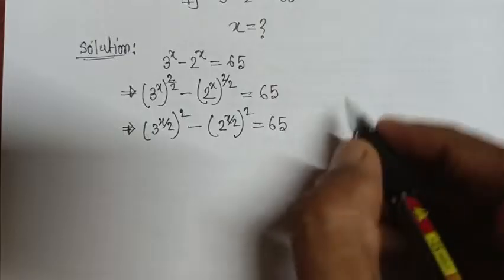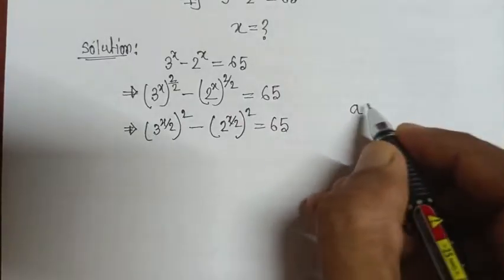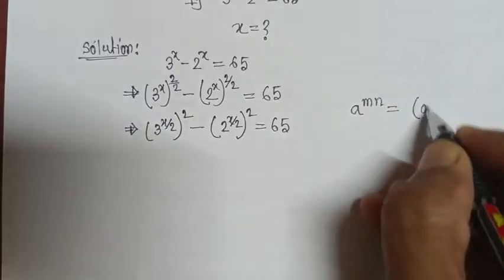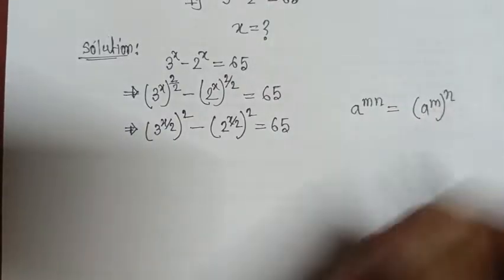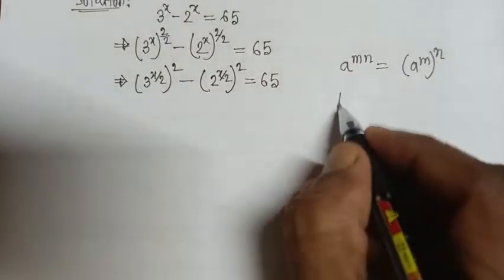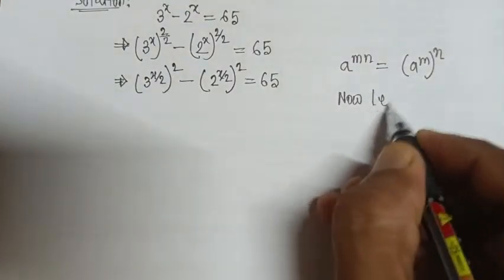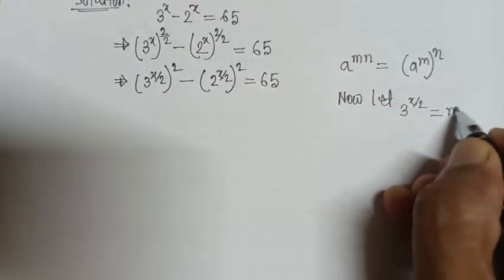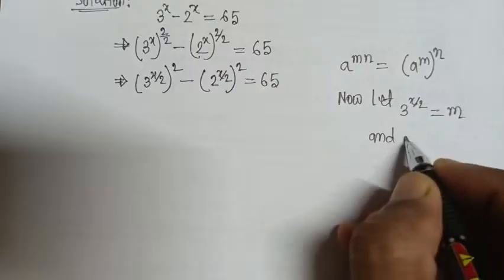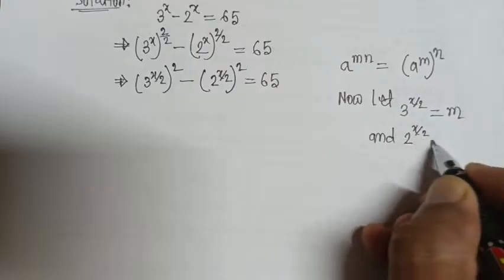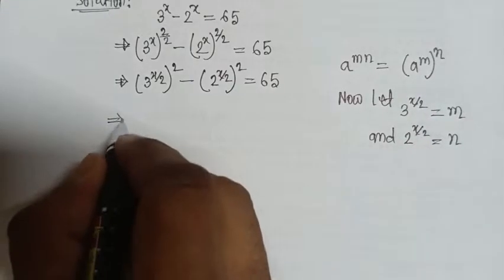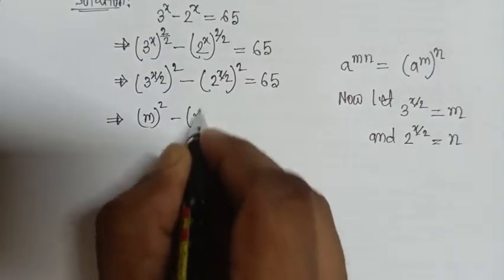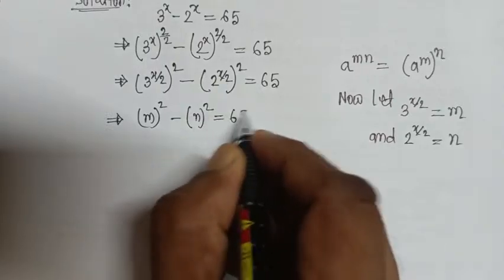As we know that a to the power mn is equal to (a to the power m) to the power n. Now let 3 to the power x by 2 equal m and 2 to the power x by 2 equal n. Then the equation becomes m square minus n square is equal to 65.